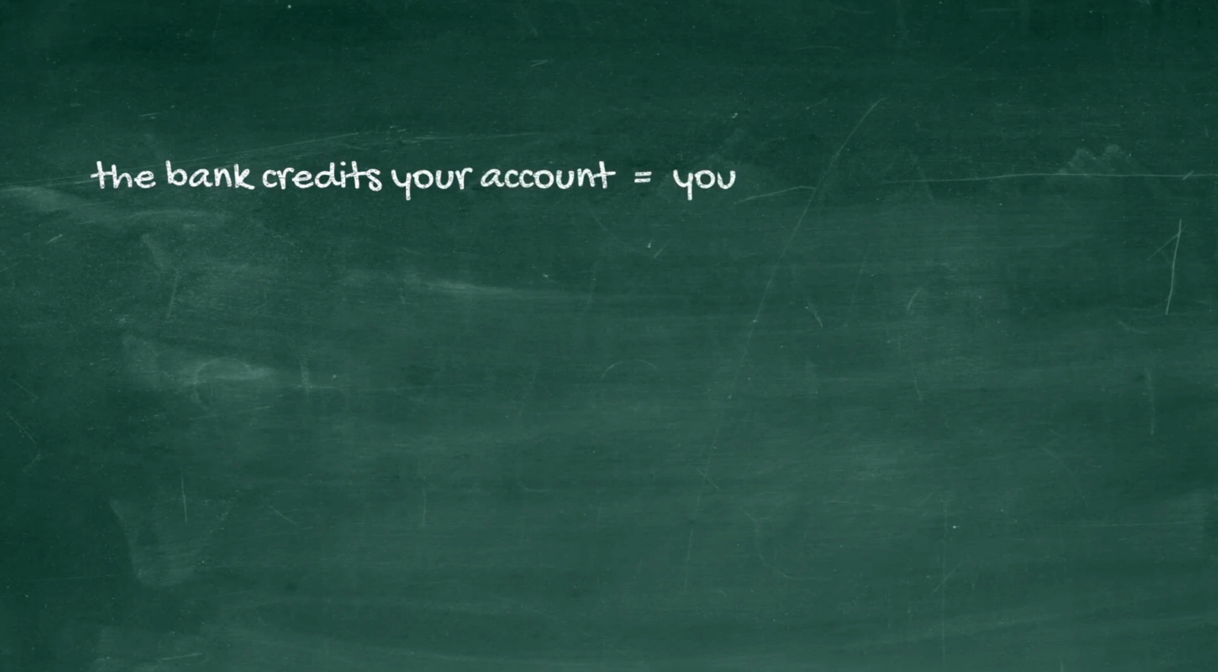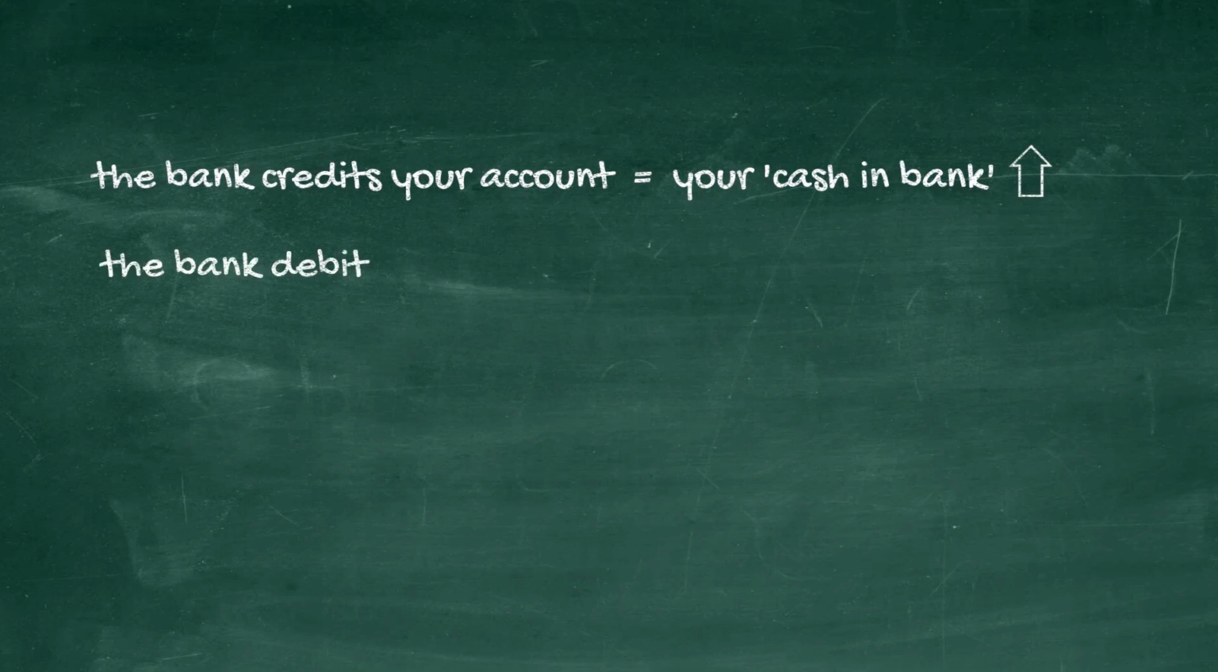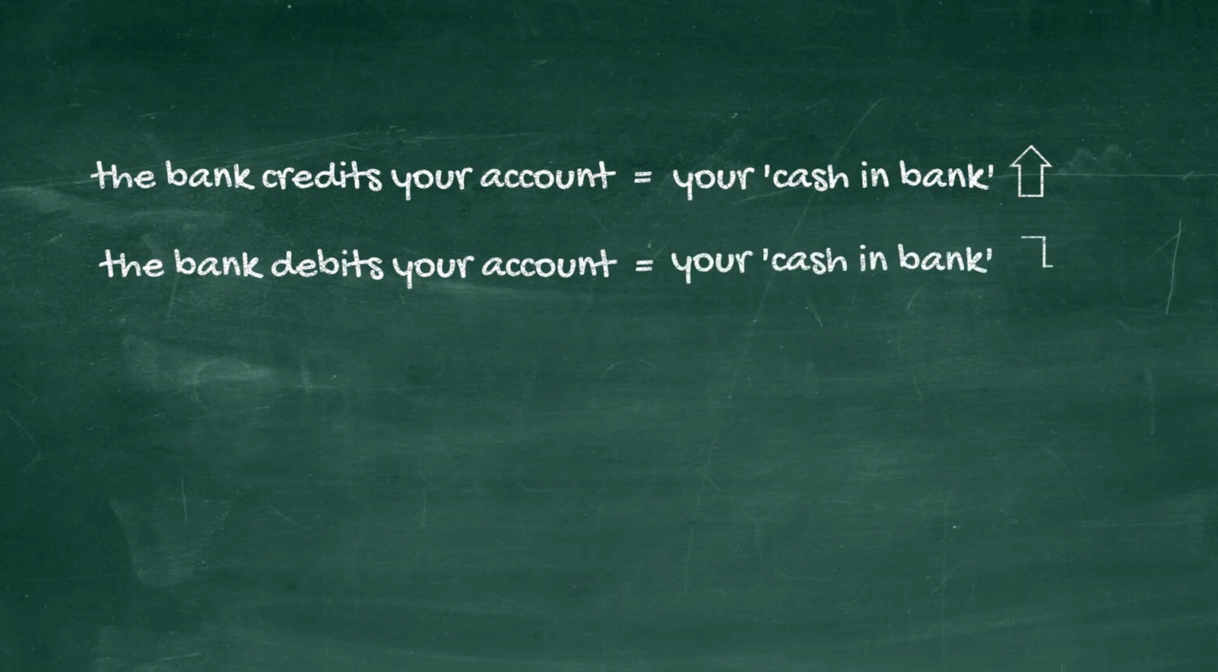Now, we can interchangeably say that as your cash in bank increases, the bank credits your account, or as the bank credits your account, your cash in bank increases. So, what happens as the bank debits your account? As the bank debits your account, your cash in bank decreases.